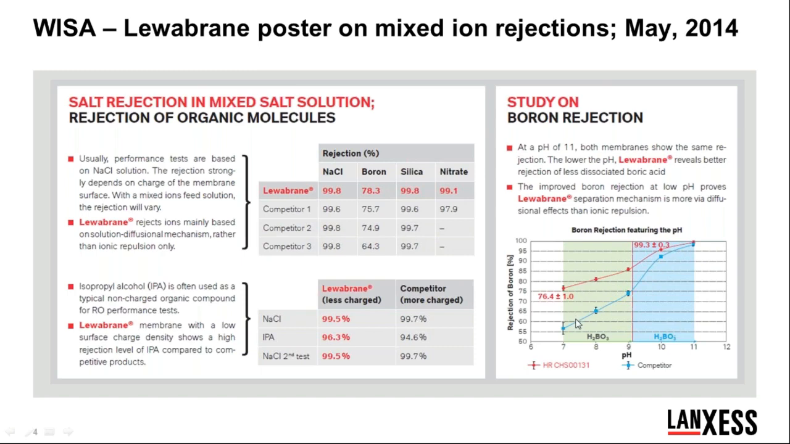These differences actually can be monetized in any given situation. If you need a specific rejection, say 80%, you will need to increase the pH by adding caustic on this competitive product to get its rejection performance up. So, a little bit on mixed ion performance in real-world solutions. Let's take a look at the next slide.